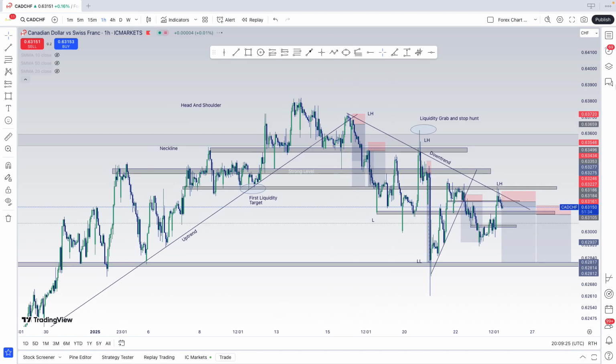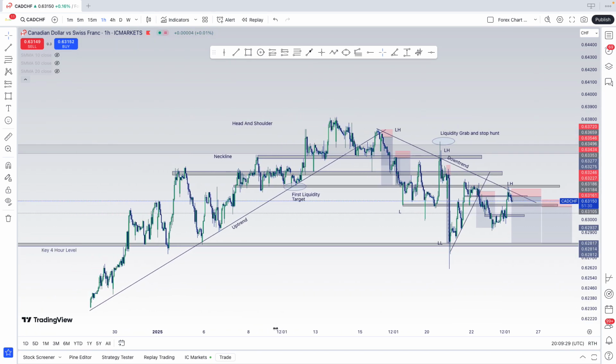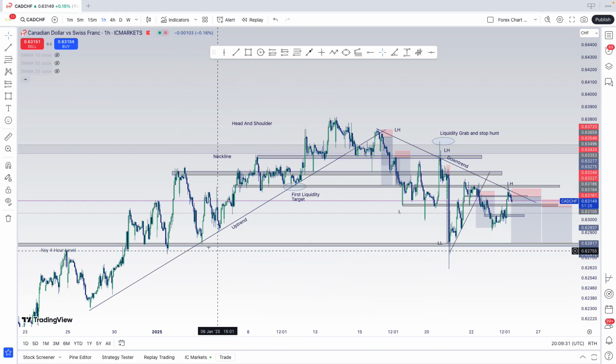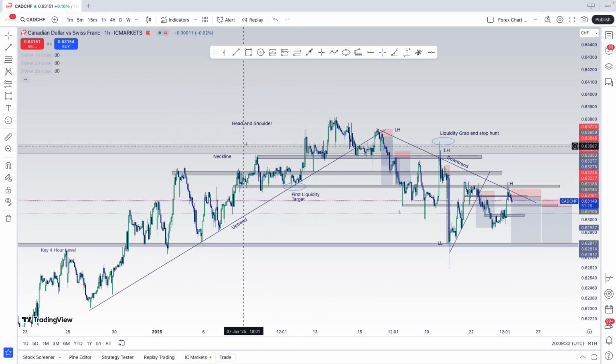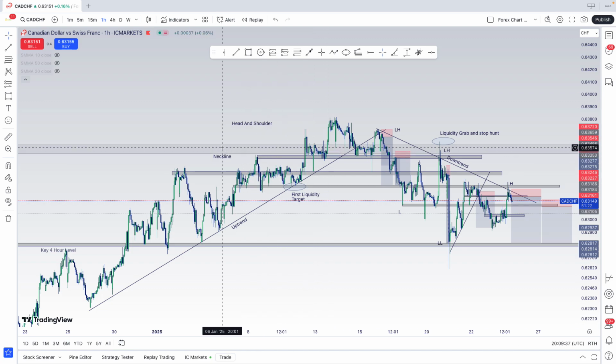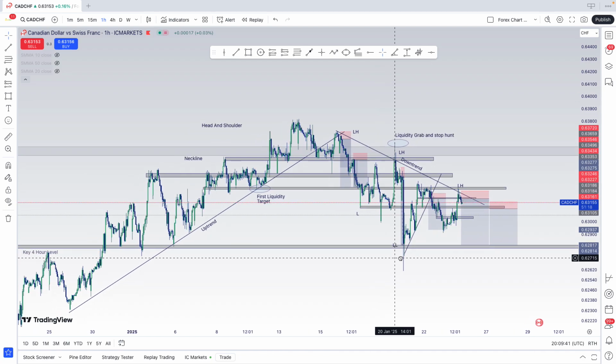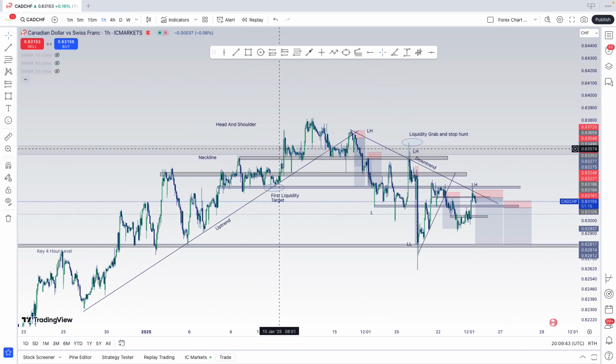As I say, we had this uptrend, so we had this trend line, and we've got this key 4 hour level here. Now we saw at the top of this uptrend, especially along this key daily level, that we started to have a head and shoulders appear.